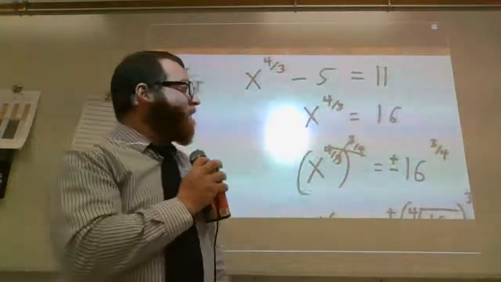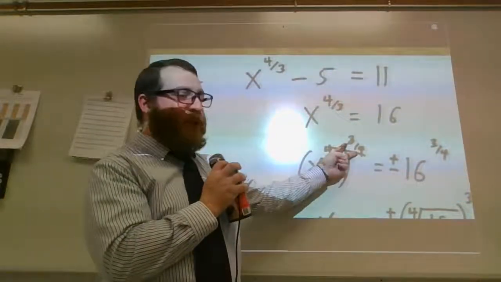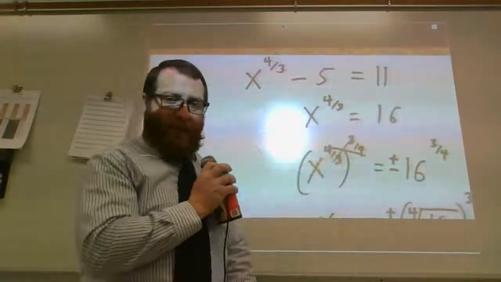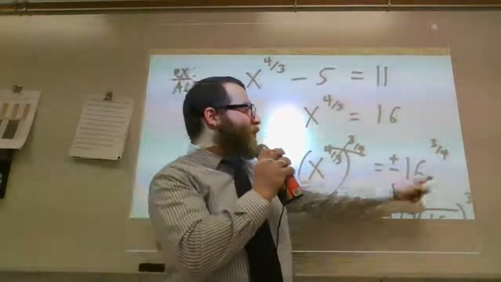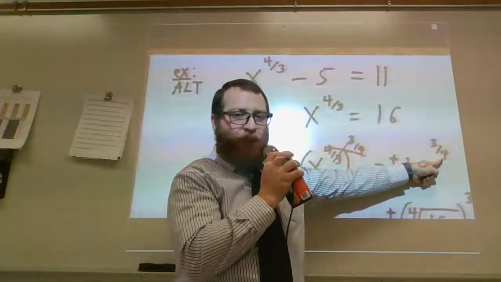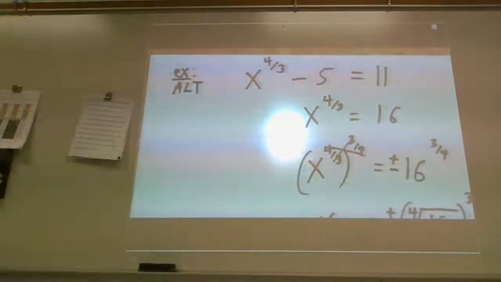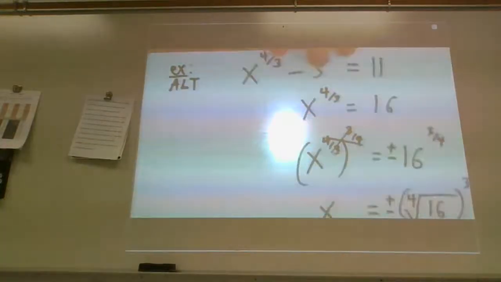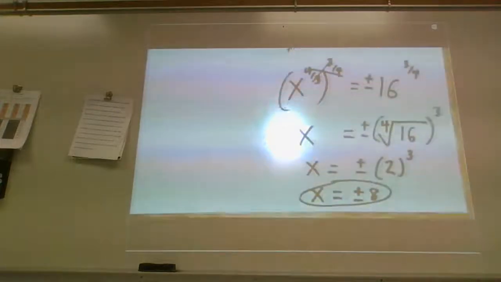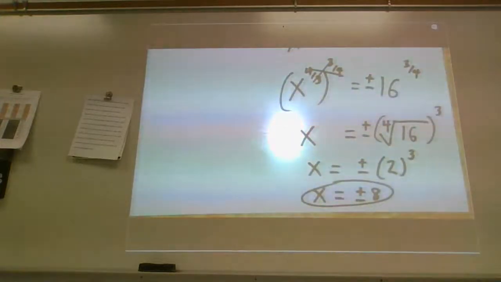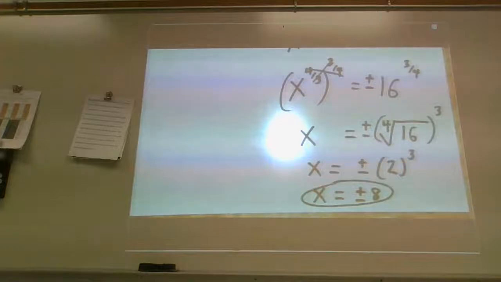We added the 5. We raised it to a reciprocal exponent. Because we introduced an even root, we needed a plus or minus. We evaluated based on everything that we've been doing for the past several class periods. We evaluated and simplified that root, and we got our answers.